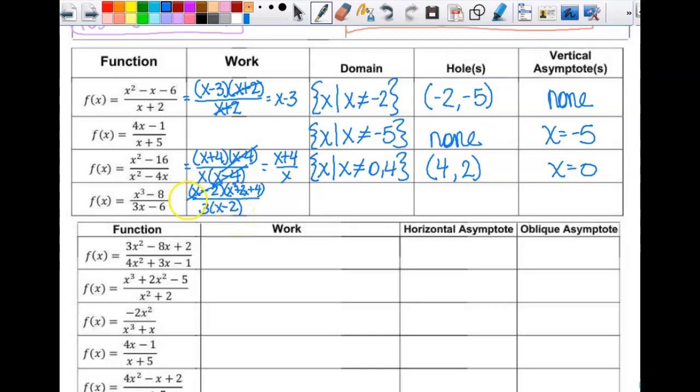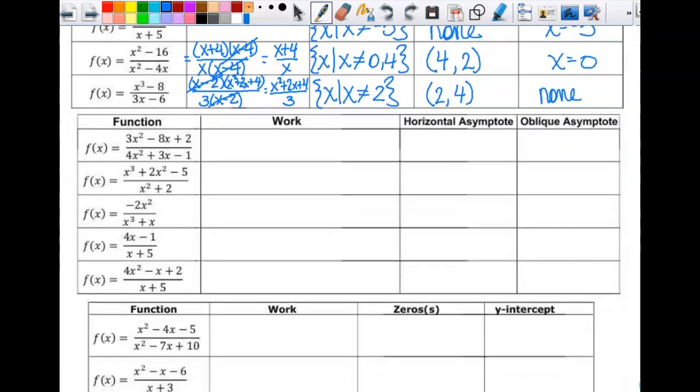So once again, I'm going to have a hole with an x value of 2. My reduced function is x squared plus 2x plus 4, all over 3. If I substitute my 2 in there, that's going to give me 4, 4, and 4, so that's 12 over 3, which is just 4. So my domain, set of all x's such that x cannot equal 2. Vertical asymptotes, I have none. Right. So now let's look at the horizontal and oblique asymptotes.